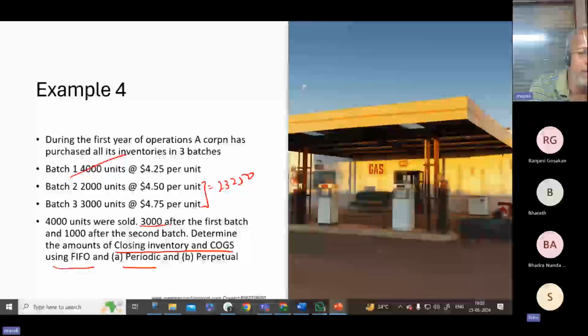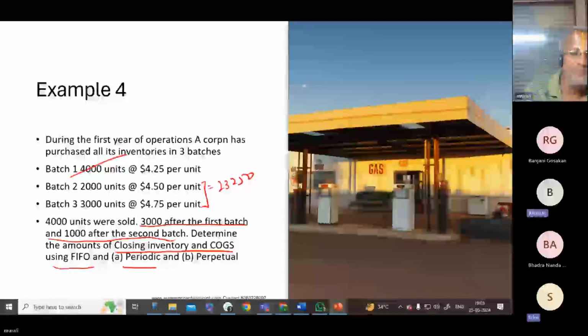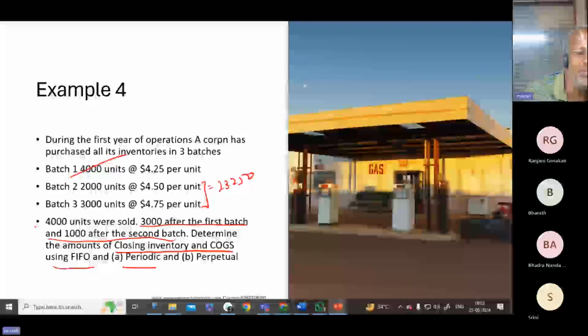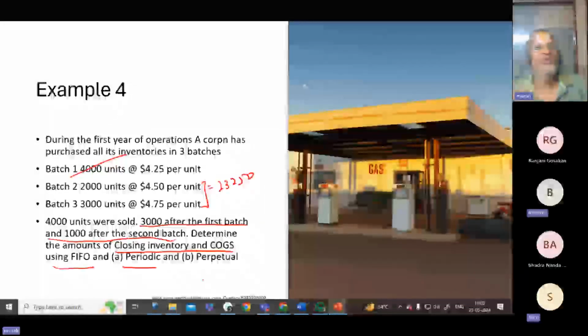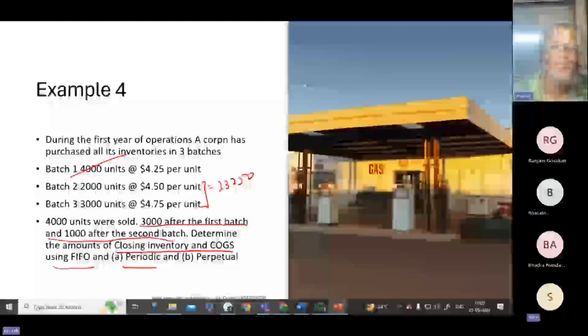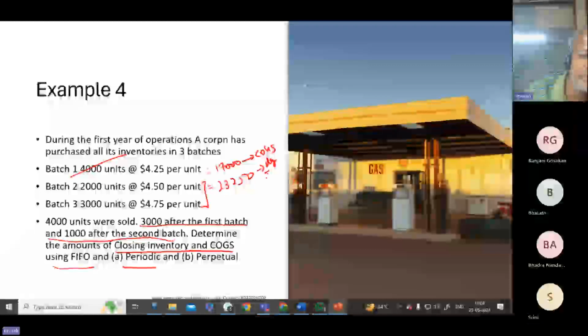So whichever period at which it was affected as a sale, in periodic inventory, I will take into consideration this way only. I will not go out for matching at what point of time these items have occurred. So therefore, cost of goods sold is nothing but the first batch which I bought, 4,000 into 4.25. That is going to be 17,000. This is COGS. This is closing inventory. Correct?